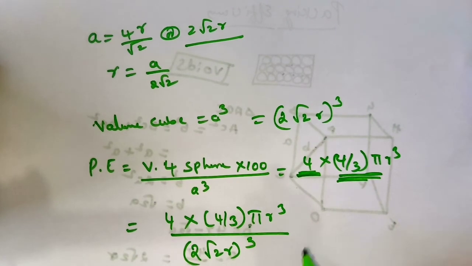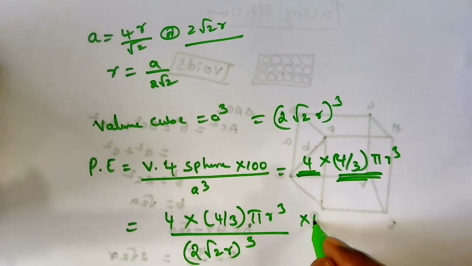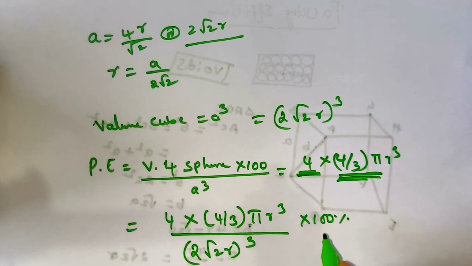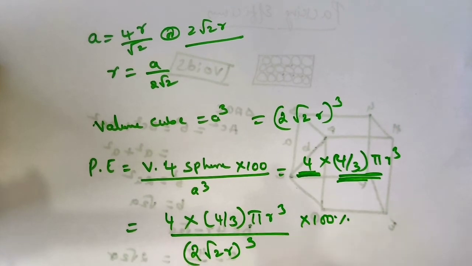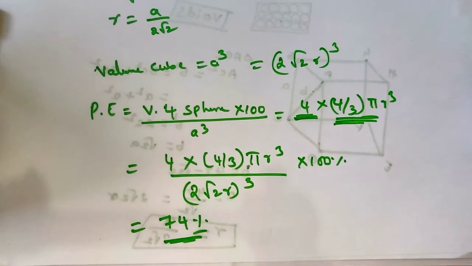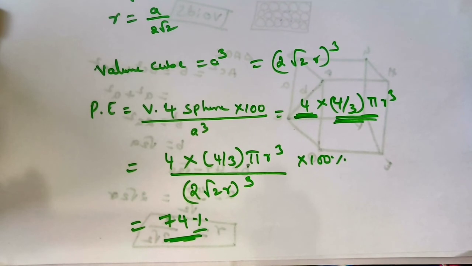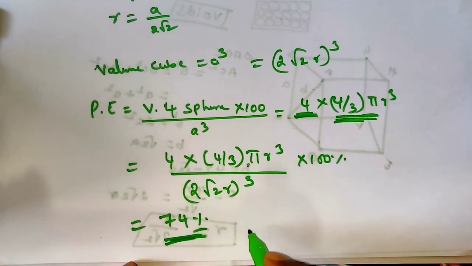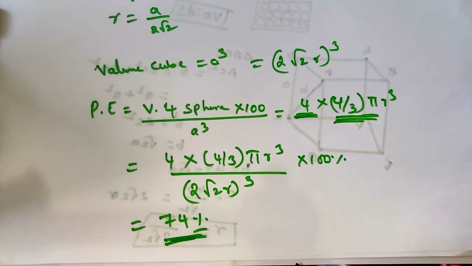Then how much will we be getting? Here 100 percent will be there. If you do this, how much will we get? We will get 74%. That is the packing efficiency for the face centered cubic unit cell, something about CCP we can say. Here 74% of the space has been occupied by the atoms, and only 26% of voids will remain.